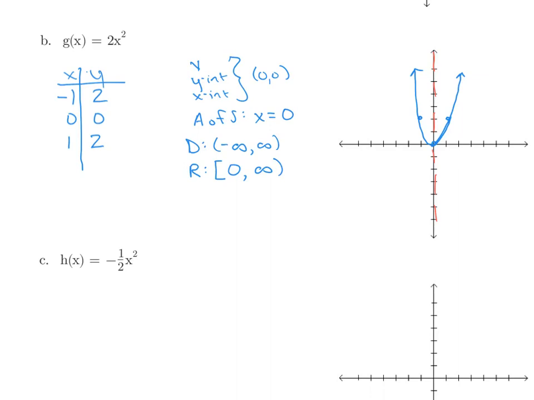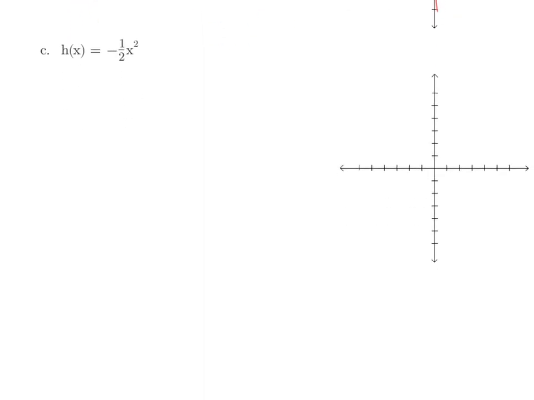All right, last example. Let's look at h of x equals -1/2 x squared. For this one, so that I get numbers that cancel with my denominator, I'm going to go with -2, 0, and 2. So if we plug in, we get -1/2 times 2 squared. 2 squared is 4, and -1/2 times 4 is -2.